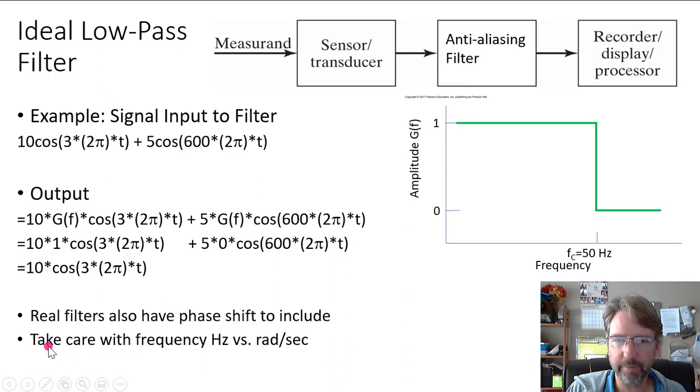The other thing to be careful with is that these sinusoids are traditionally in radians per second for their frequency. So whatever is multiplying time is going to be in radians per second. And filters are usually described with corner frequencies in hertz. So make sure you keep track of where that 2 pi should go.